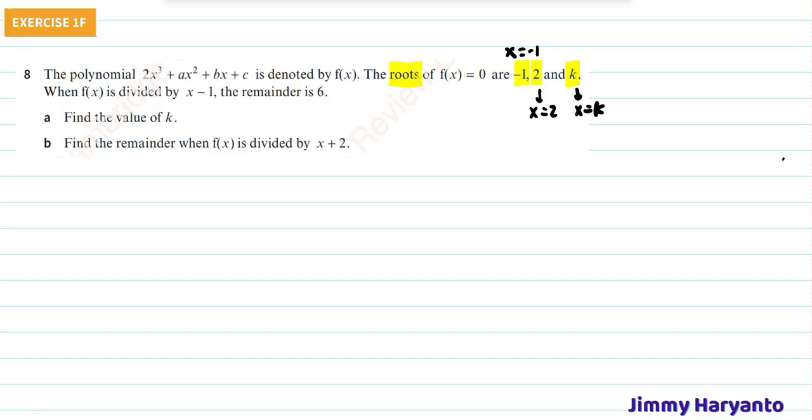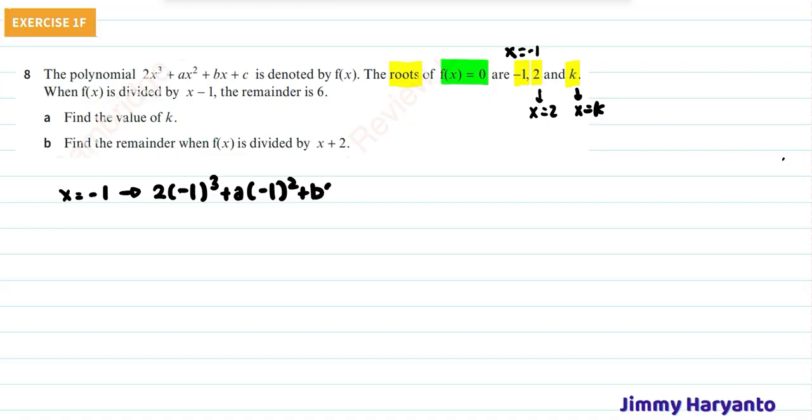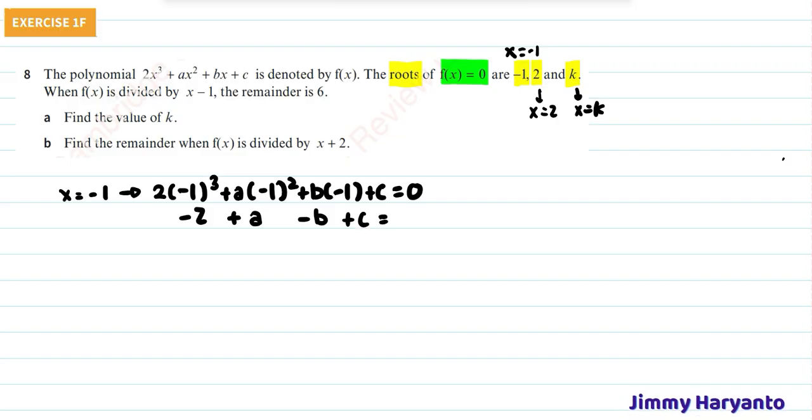So x equals negative 1, x equals 2, and x equals k. And because f(x) equals 0, that means when x equals negative 1, if you input it into the polynomial, the result will be 0. 2 times negative 1 cubed plus a times negative 1 squared plus b times negative 1 and then plus c has to equal 0. So you will have negative 2 plus a minus b plus c equals 0, and then a minus b plus c equals 2. Oh my god, we have a, b, c right here.